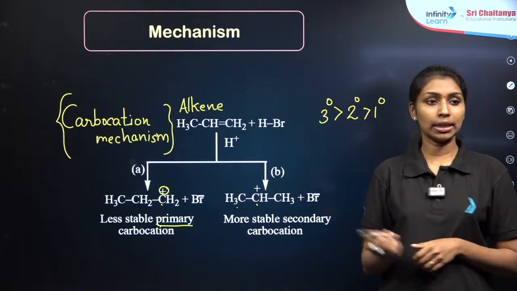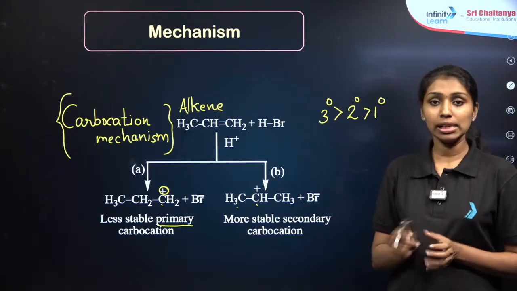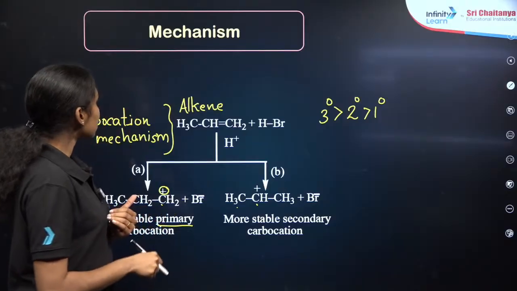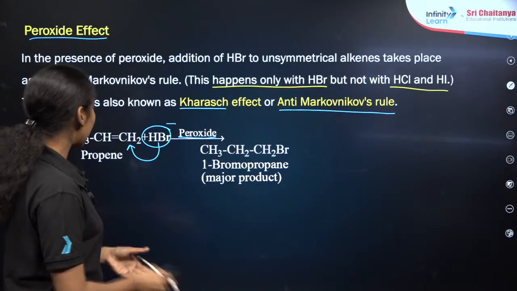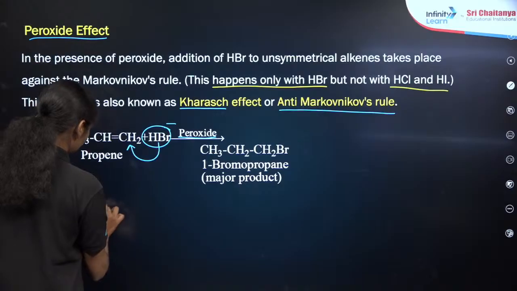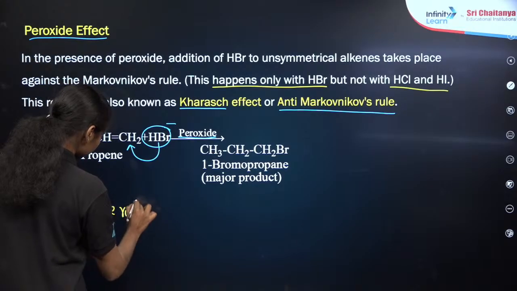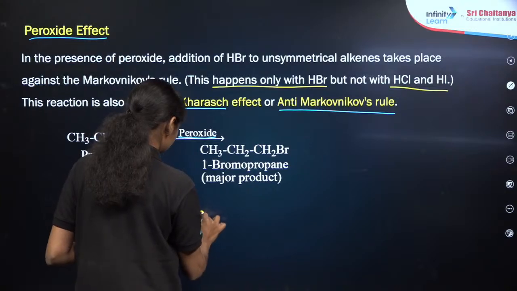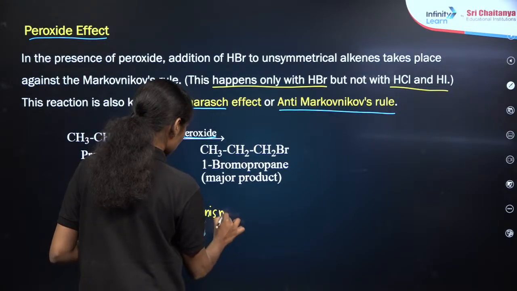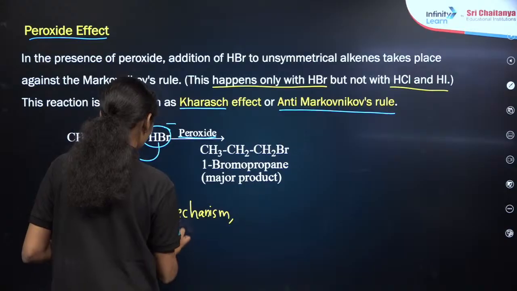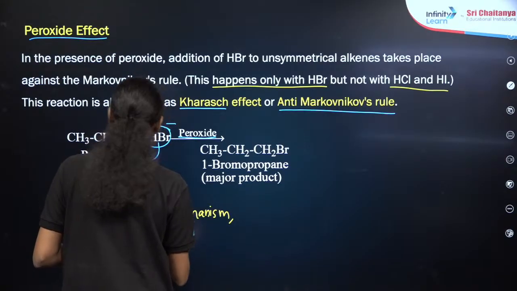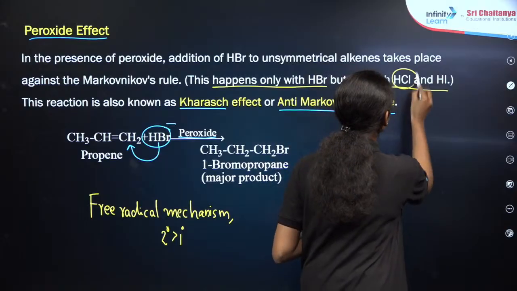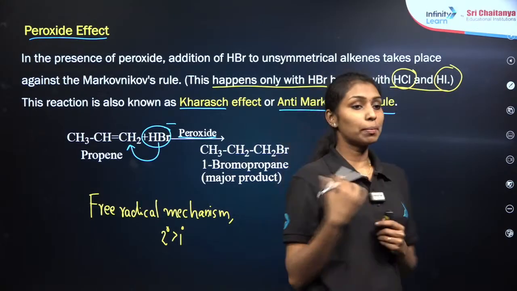Then about the anti-Markovnikov rule or Kharasch effect: instead of the carbocation mechanism, it is based on the free radical mechanism. In this case also, two free radicals are forming, one secondary and another primary. Based on the stability, we will get the product accordingly. But why does it not happen with HCl or HI? What will be the reason?